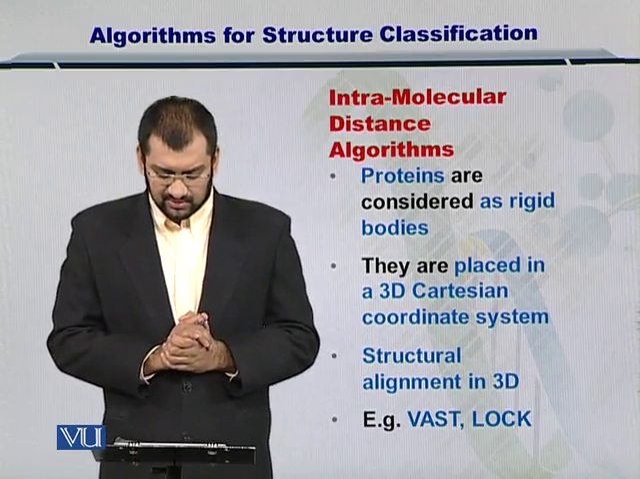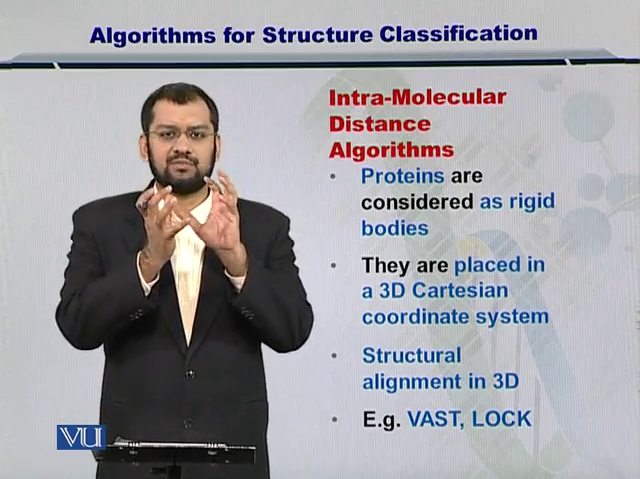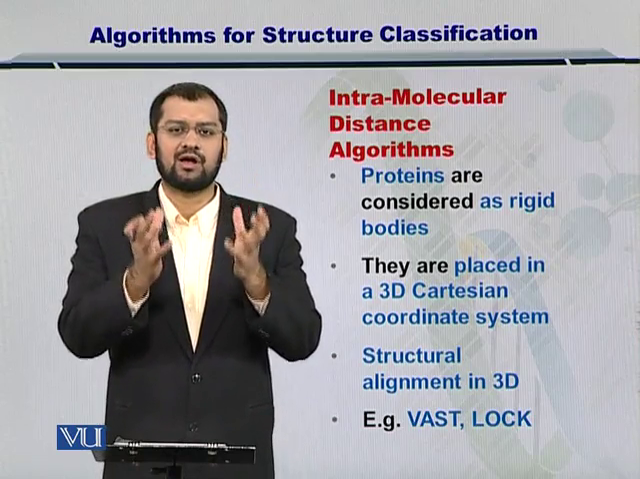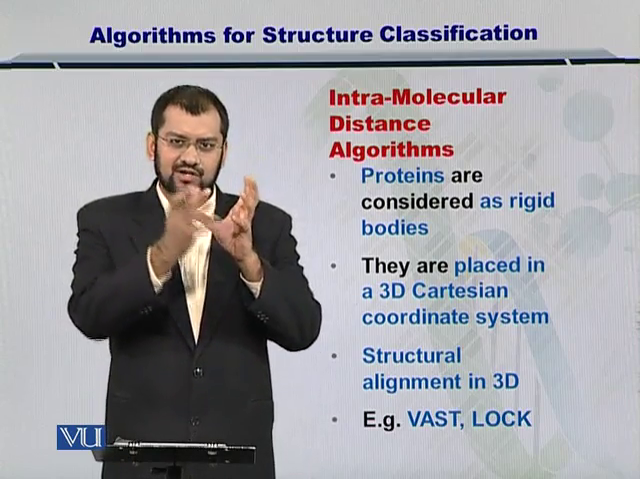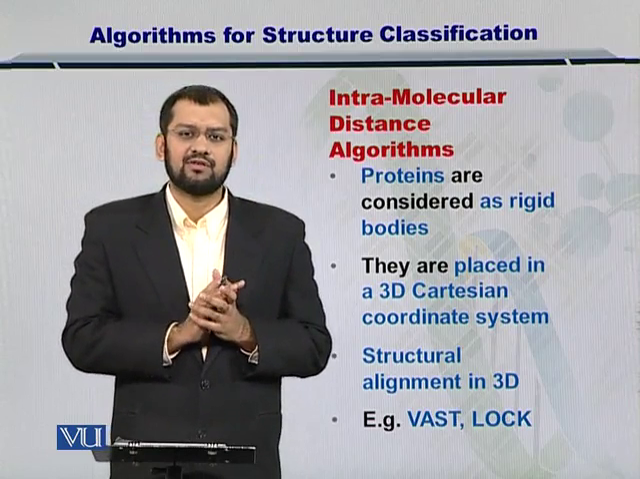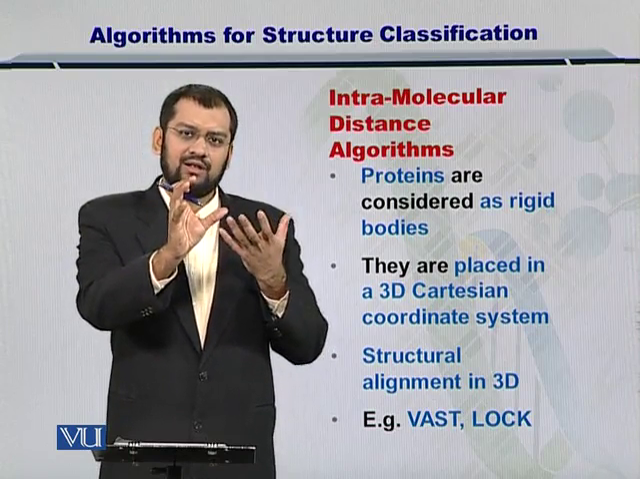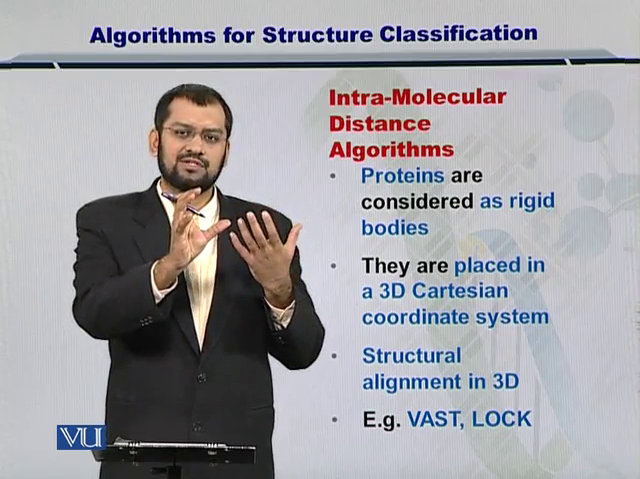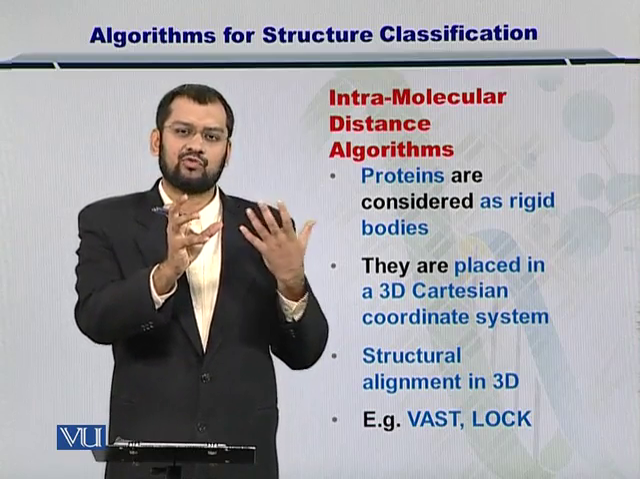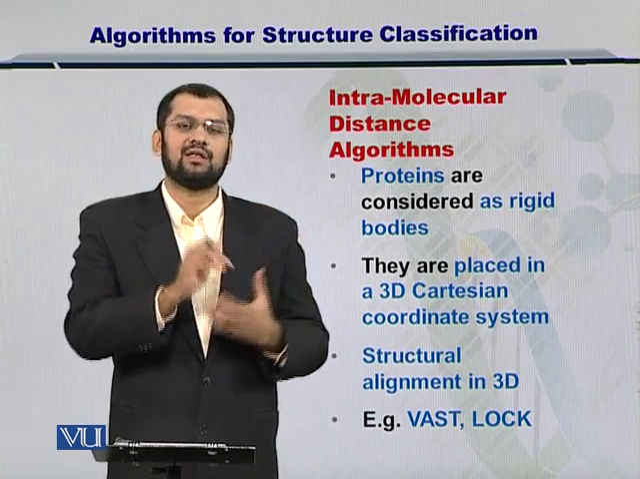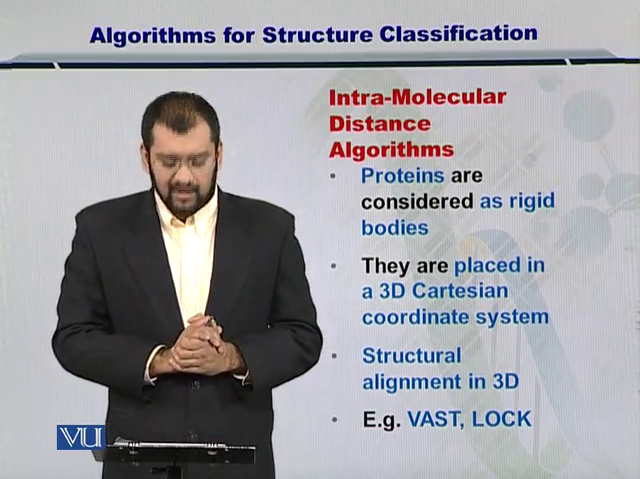The first one is the intramolecular distance algorithms. In this, the proteins are considered as rigid bodies in 3D using a Cartesian coordinate system, and then you measure the distances within the protein structure. In the case of domains, there will be lots of hydrogen bonds within a specific domain, while there will be no hydrogen bonds with the rest of the structure, and therefore the distance within a domain, the intramolecular distance, will be small as compared to the distance between this domain and the rest of the protein. Examples of these schemes include the VAST and LOCK schemes.